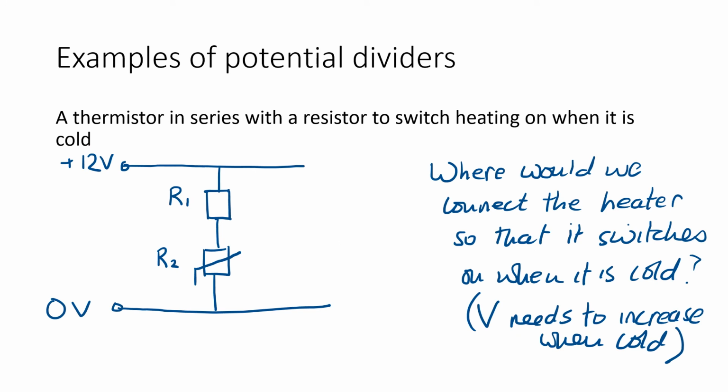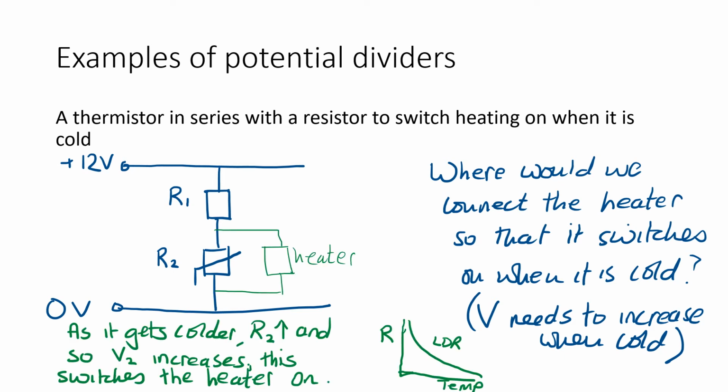So we're going to look at some examples of potential dividers, and then there are some questions for you to have a go at. So this example: a thermistor is in series with a resistor to switch heating on when it is cold. Where would we connect the heater so that it switches on when it is cold? In other words, the V needs to increase when cold. Pause the video and have a think.